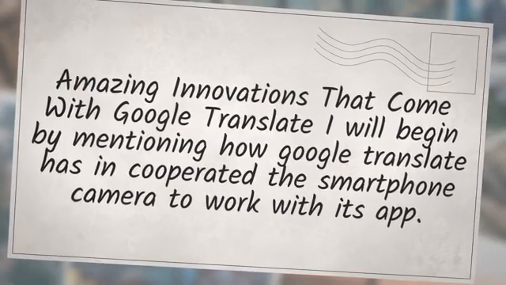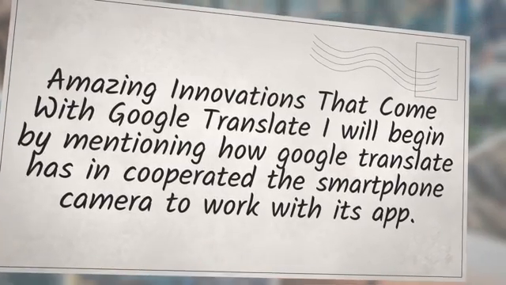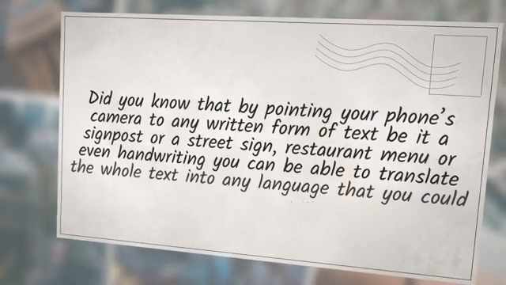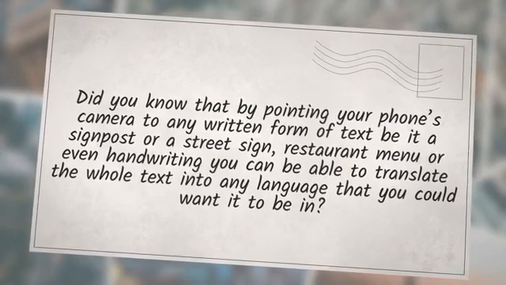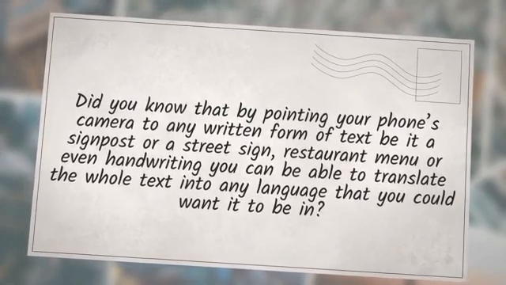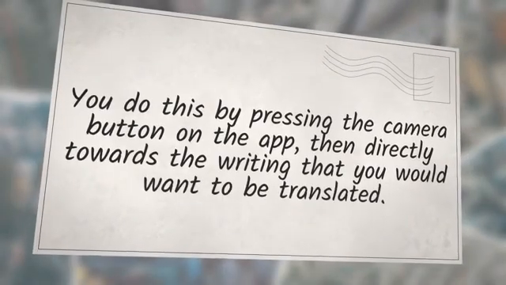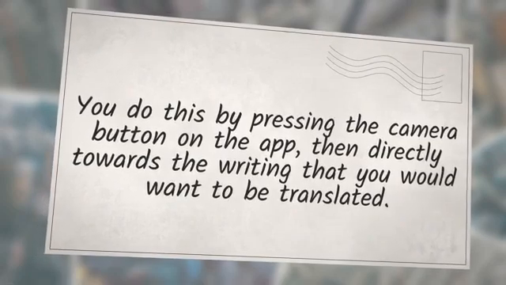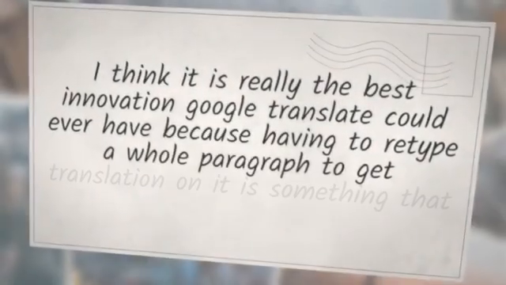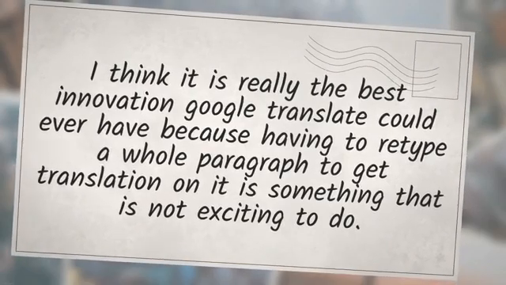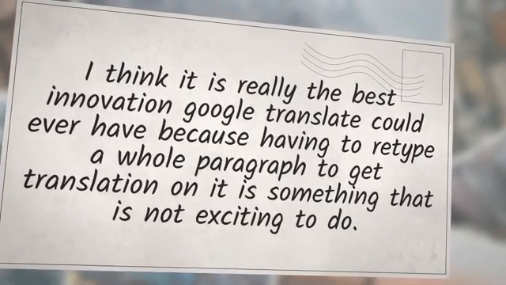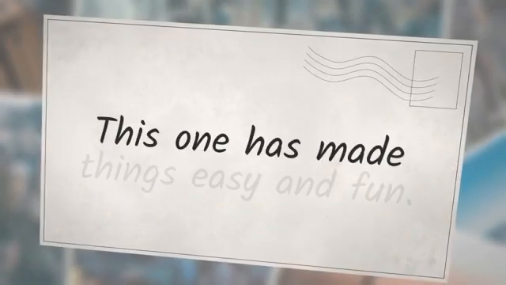I will begin by mentioning how Google Translate has incorporated the smartphone camera to work with its app. Did you know that by pointing your phone's camera to any written form of text, be it a signpost or a street sign, restaurant menu, or even handwriting, you can translate the whole text into any language that you could want it to be in? You do this by pressing the camera button on the app, then directly towards the writing that you would want to be translated. I think it is really the best innovation Google Translate could ever have, because having to retype a whole paragraph to get translation on it is something that is not exciting to do. This one has made things easy and fun.